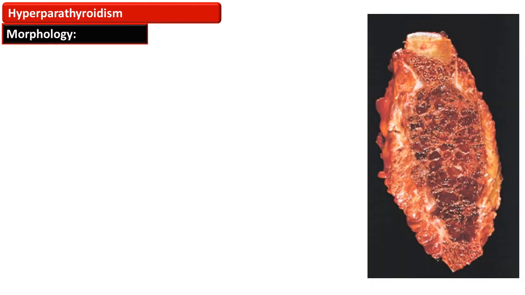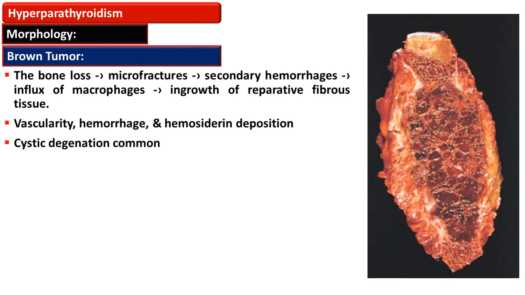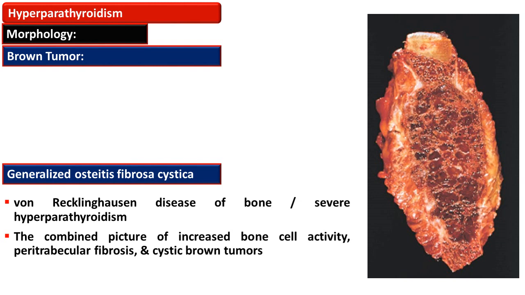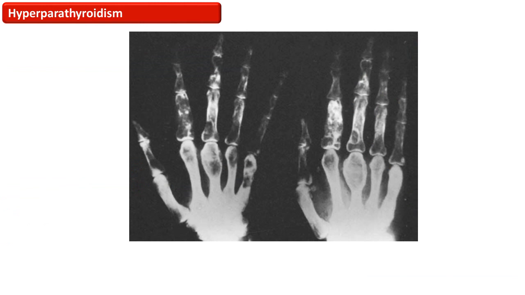Bone loss and microfracture result in vascularity, hemorrhage, and hemosiderin deposition. The severe form is von Recklinghausen disease of the bone, and it is the combination of increased bone cell activity, fibrosis around the trabeculae, and cyst formation. In this radiograph, you can see bulbous swellings and numerous cavities of the small bones of the hand, and these are giving a clue to the bone resorption.